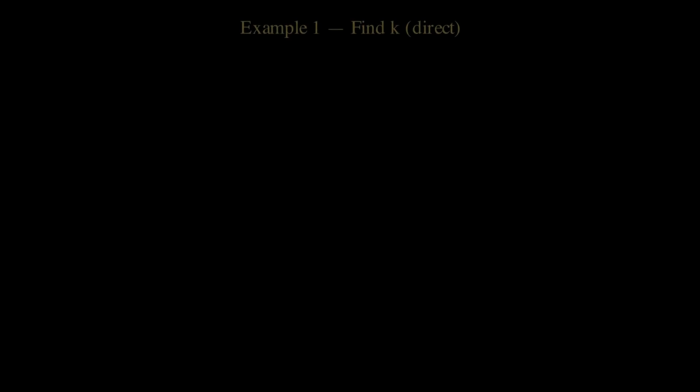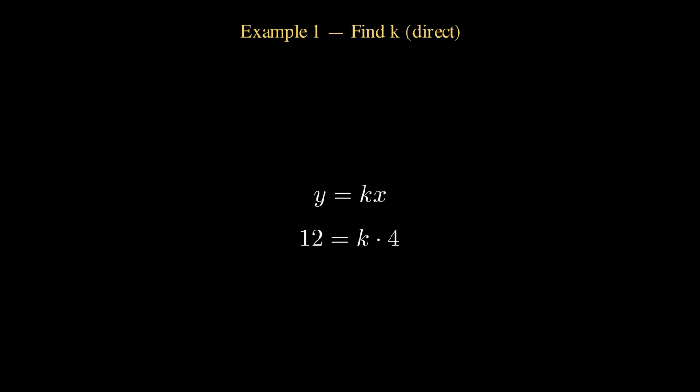Example 1, easy. Suppose y varies directly with x and y equals 12 when x equals 4. Find k and write the equation. Start with y equals kx, substitute 12 and 4, so 12 equals k times 4. Divide by 4, k equals 3, so y equals 3x. Once k is known, you can evaluate y at any allowed x in direct variation without recomputing from scratch each time.